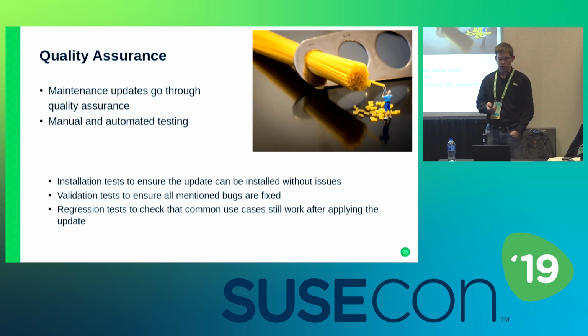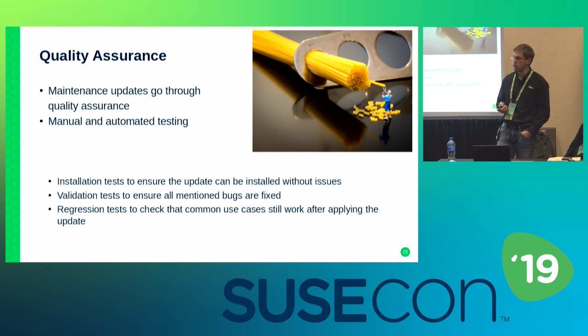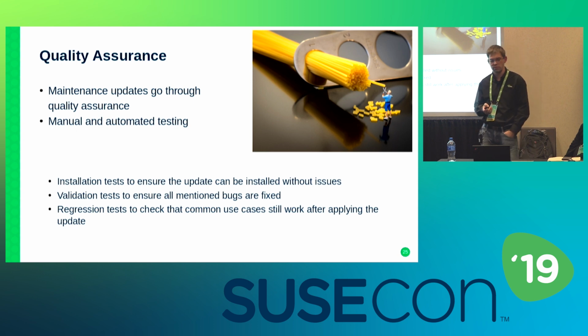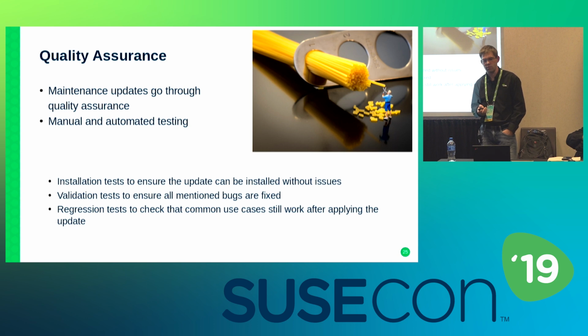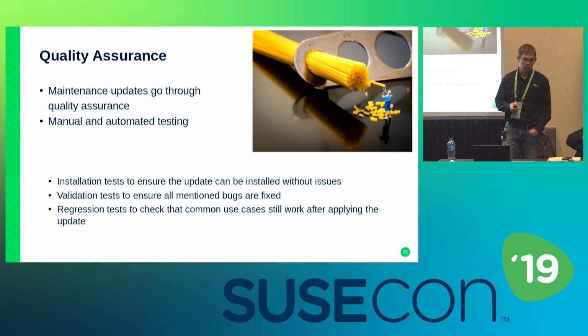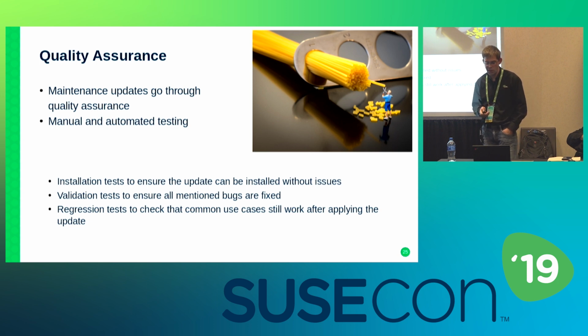Alrighty, quality assurance. In order to avoid regression, every maintenance update has to go through a huge set of manual and automated tests, including installation tests, which ensure that the maintenance update can be installed even in some obscure environments without issues. All the fixes which are supposed to be there are verified to really be there, by reproducing the bugs if that's possible, and ensuring that they are no longer reproducible with the patch.